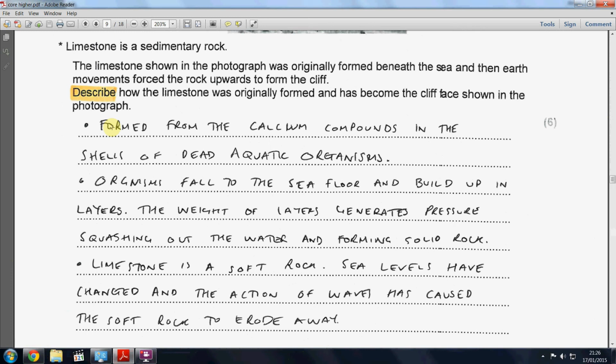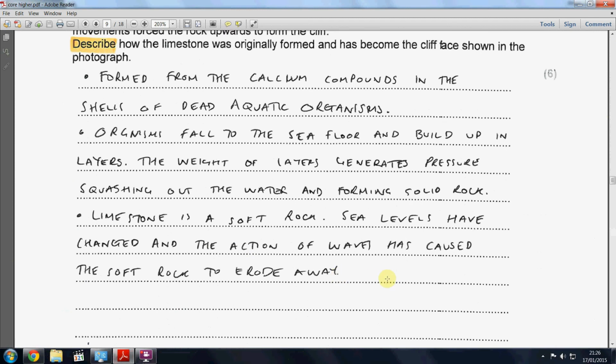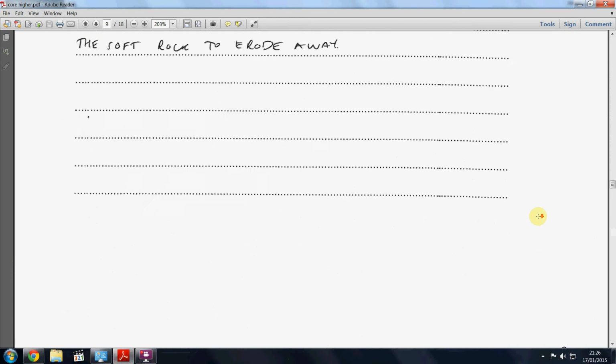So I'm going to say it was formed from the calcium compounds in the shells of dead aquatic organisms. Those organisms fall to the seafloor and build up in layers, and the weight of the layers generates pressure, squashing out the water and forming solid rock. I've then said that limestone is a soft rock. Sea levels have changed, and the action of waves has caused the soft rock to erode away. And actually, that's pretty much enough to get you a 6-mark answer for this question. It's quite straightforward if you just stick to the basics. Okay, moving on.